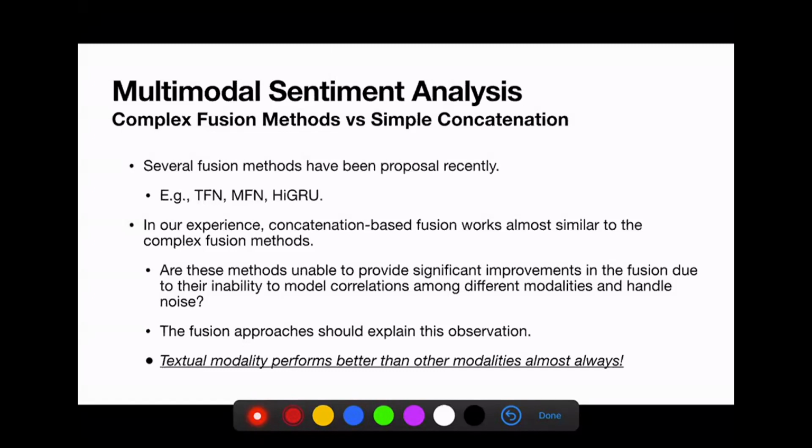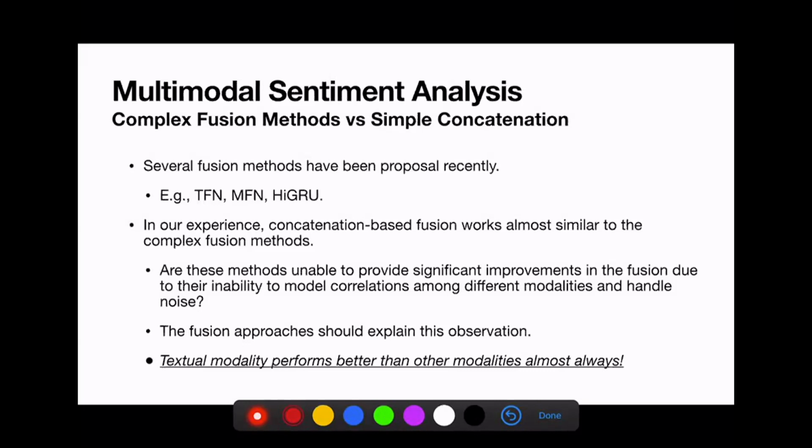systems. Why? I mean, why does it happen? Does it happen because these complex fusion systems fail to model the correlations among the modalities? We don't know. We should explore. In fact, the complex fusion papers and models should explain why the performance is very similar to the concatenation based approaches. So this is a future work.